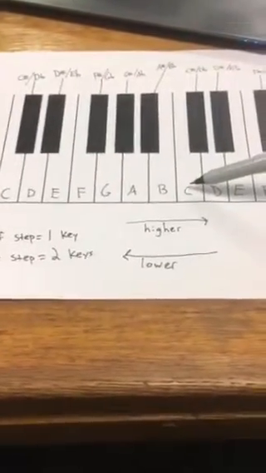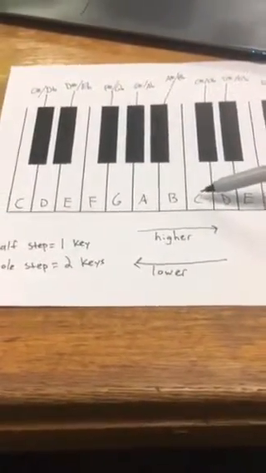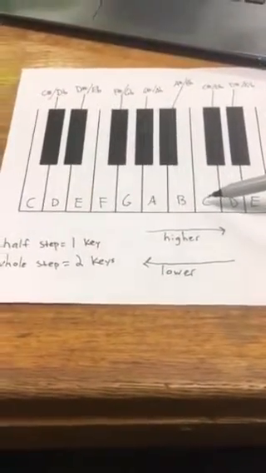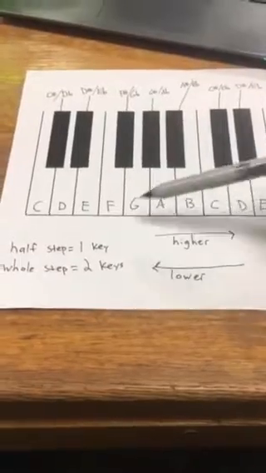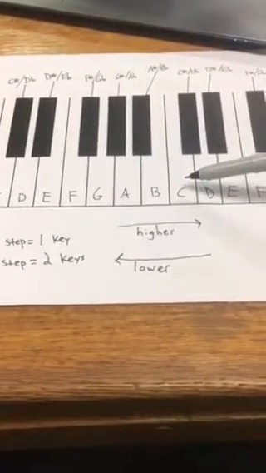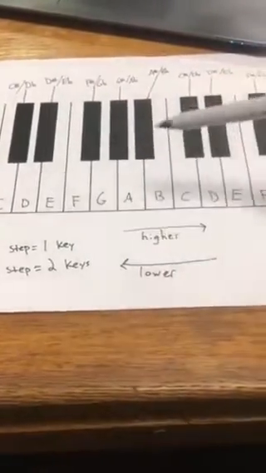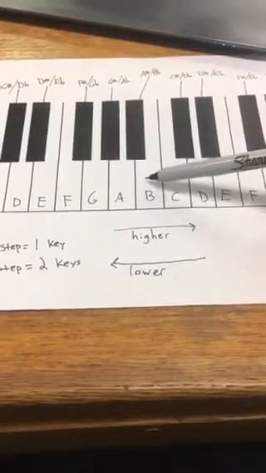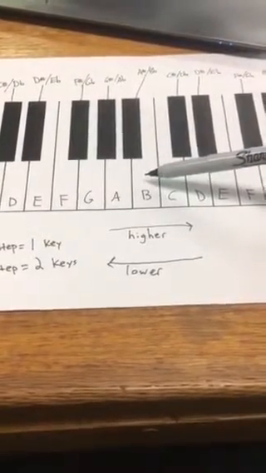So if a question asks you, what is one half step lower than C? Here's how you'd answer that. First you gotta find C. Found it. I know I need a half step. Half step is one key. And I need to go lower, and I'm thinking, okay, lower is this way. So if I need to go one key lower, I'm on the note B.